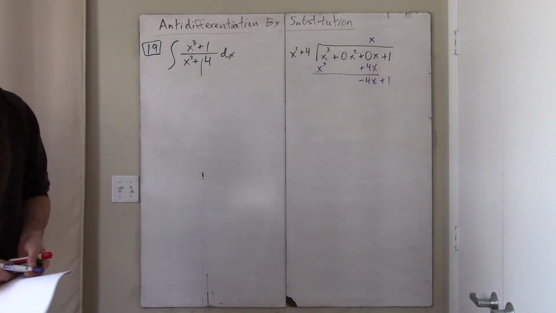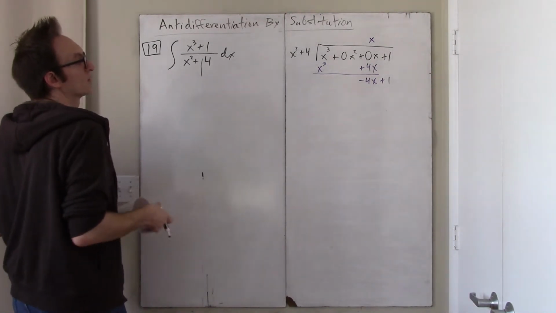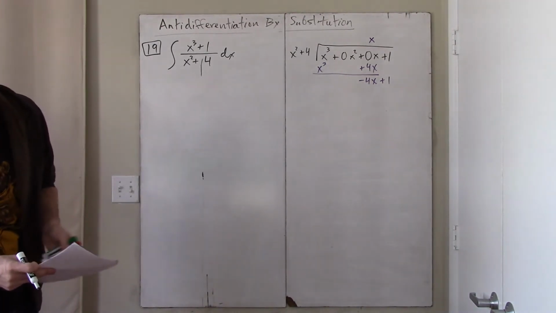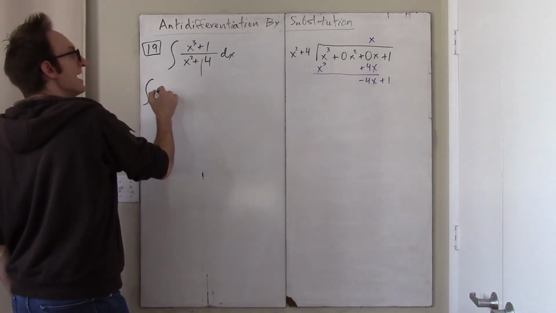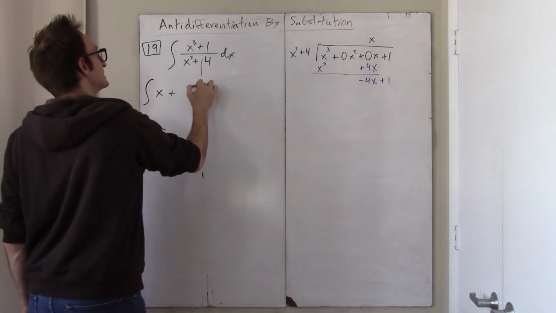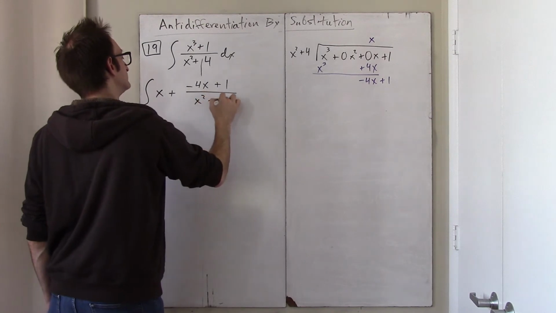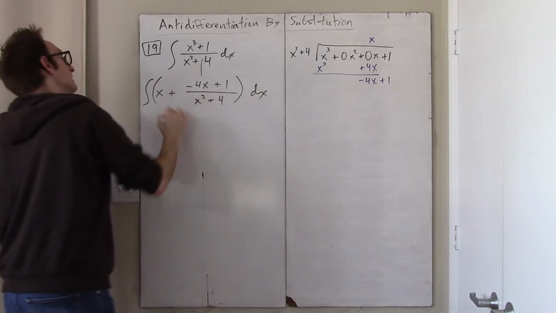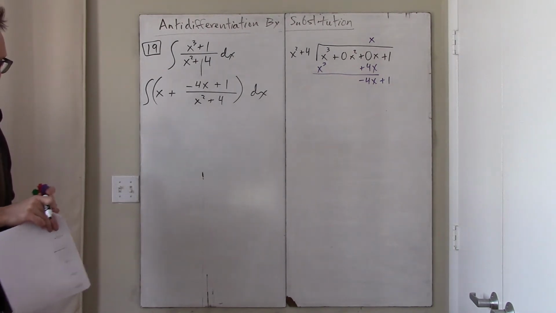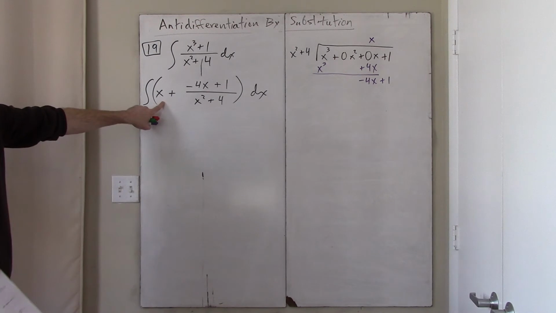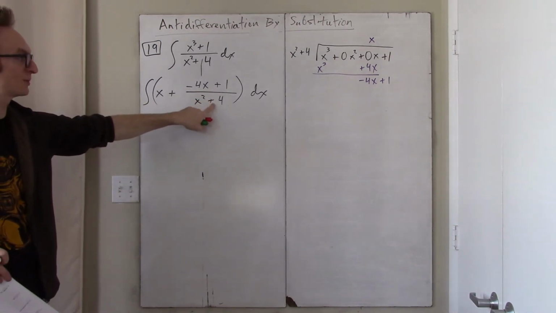Okay, so what have we just accomplished? Well, we just did some preliminary algebra basically. And what we found is that this is really x plus (negative 4x plus 1) over x squared plus 4. Okay, well, is that better? I guess it's a little bit better because now I know how to antidifferentiate x, of course. Do I know how to antidifferentiate negative 4x plus 1 over x squared plus 4?